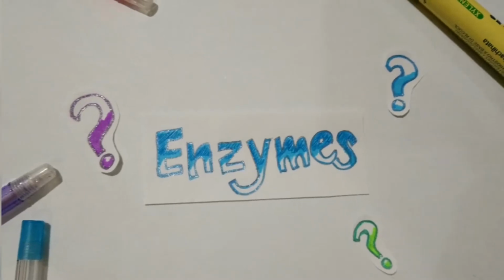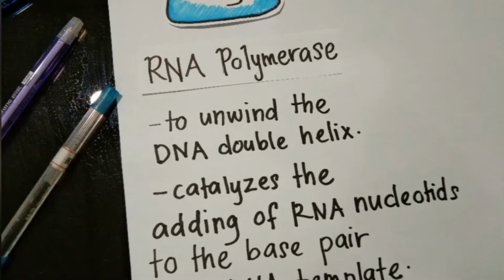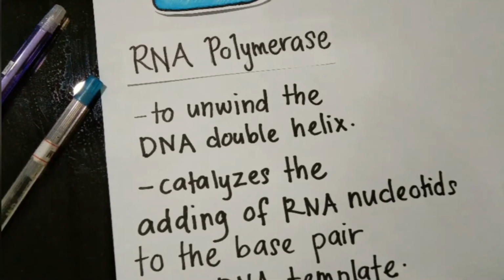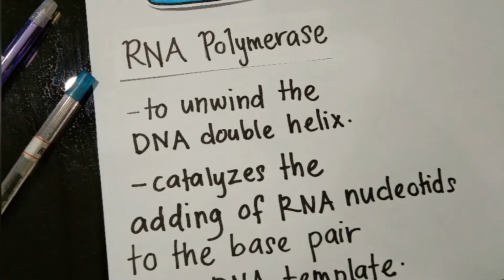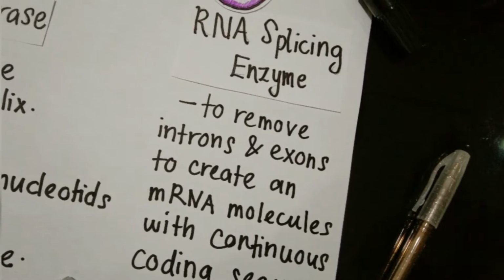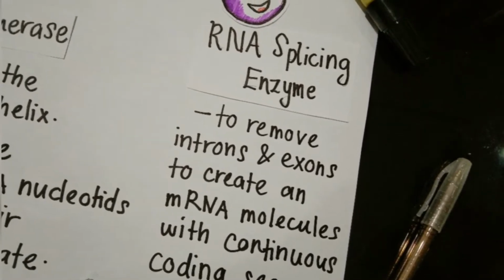The enzymes involved are the RNA polymerase, which unwinds the DNA double helix and catalyzes the adding of RNA nucleotides to the base pairs of the DNA template. The RNA splicing enzyme removes introns and joins exons to create an mRNA molecule with continuous coding sequence only.